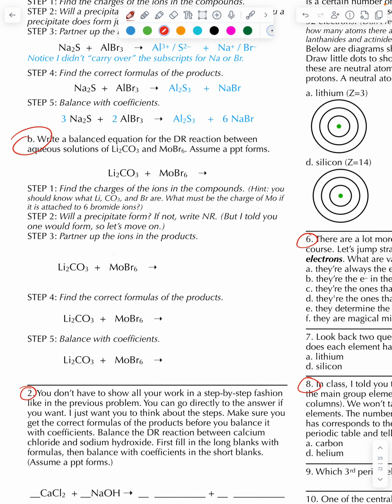So what do we do? We switch partners. The molybdenum is going to be now with the carbonates, and the lithium is now going to be with the bromine.